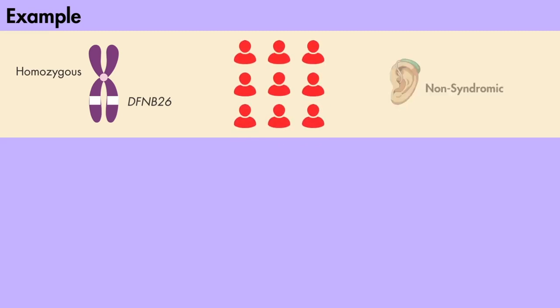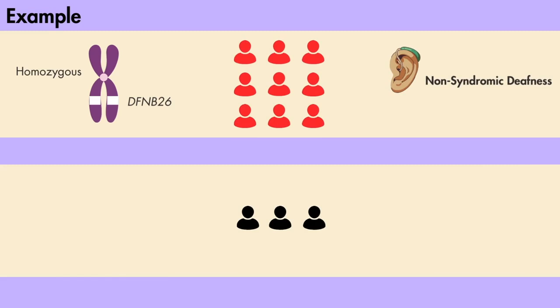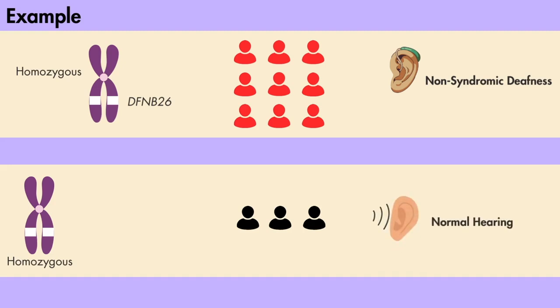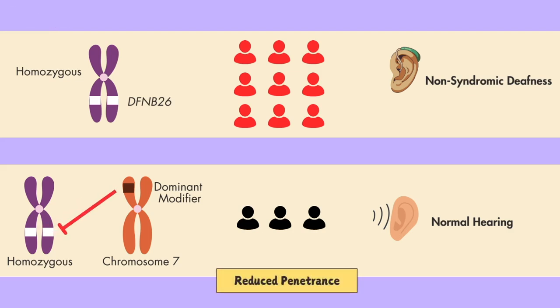The DFNB26 gene on chromosome 4q31 affects non-syndromic deafness. While most people who are homozygous for the DFNB26 gene experience non-syndromic hearing loss, some individuals in a family where DFNB26 was mapped are homozygous for the gene but still have normal hearing. This is due to a dominant modifier on chromosome 7 identified by a recent study, which protects them from hearing loss and accounts for reduced penetrance.